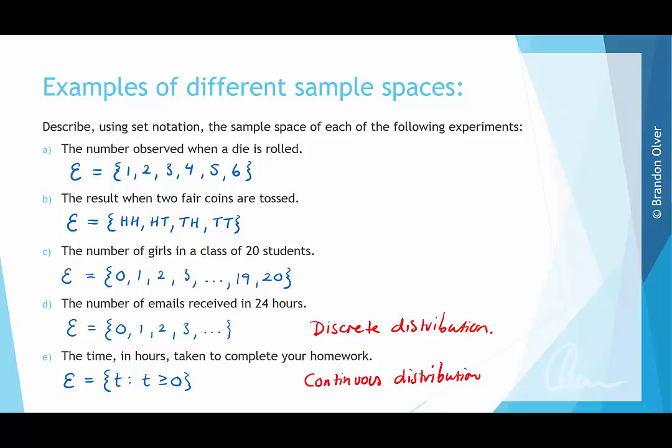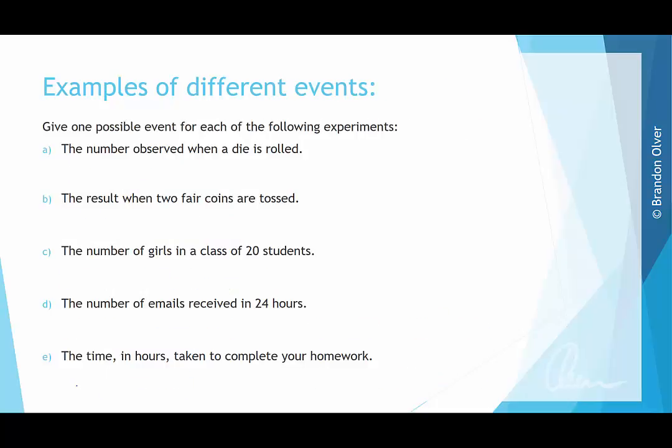It can take on any value. So if you have the right equipment, you could time that right down to being 0.7892 hours. So that can take on any value, unlike our emails, which could only take on a discrete set of values. Next, we want to look at different events that could occur in these experiments.